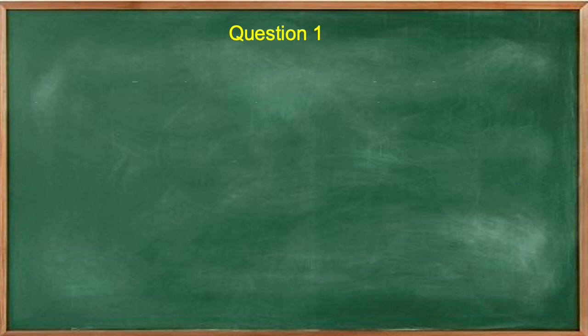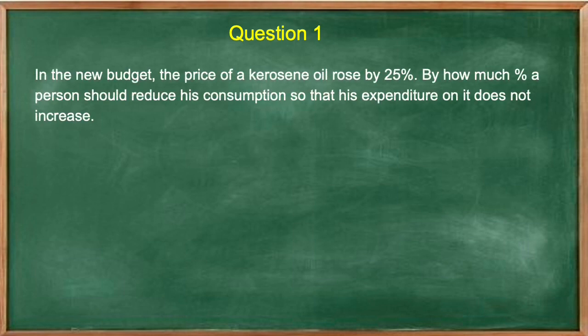Question 1. In the new budget, the price of a kerosene oil rose by 25%. By how much percent a person should reduce his consumption so that his expenditure on it does not increase? See, when the price of a commodity increases, then definitely you have to reduce the consumption. So by what percentage it should be reduced?